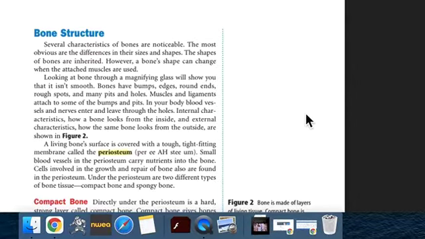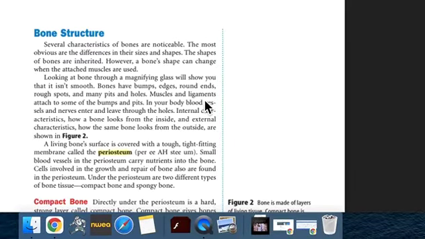Bone structure. Several characteristics of bones are noticeable. The most obvious are the differences in their size and shapes. The shapes of bones are inherited. However, a bone's shape can change when the attached muscles are used. Looking at a bone through a magnifying glass will show you that it isn't smooth. Bones have bumps, edges, round ends, rough spots, and many pits and holes.